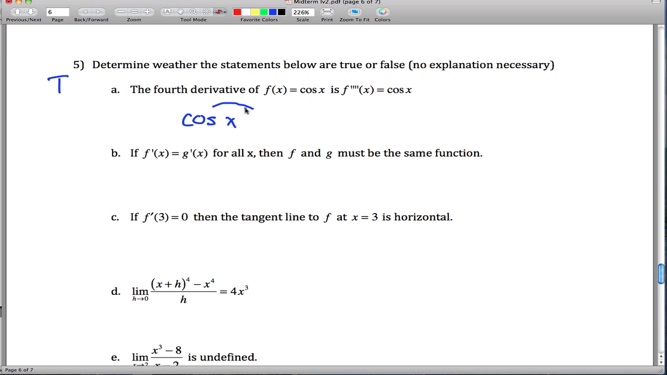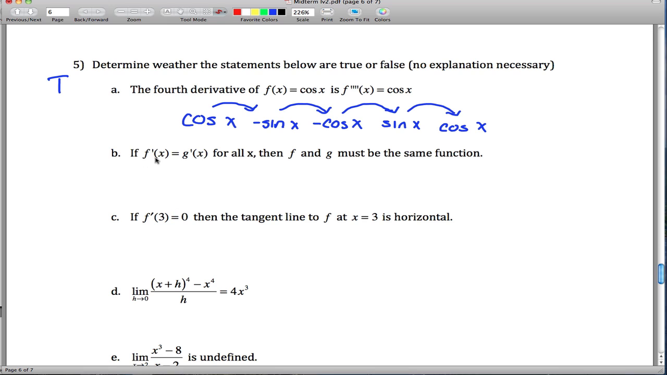4 derivatives. The derivative of cosine is negative sine. The derivative of negative sine is negative cosine. The derivative of negative cosine is positive sine. And finally, the fourth derivative, the derivative of sine, is cosine. So sure enough, this is true.